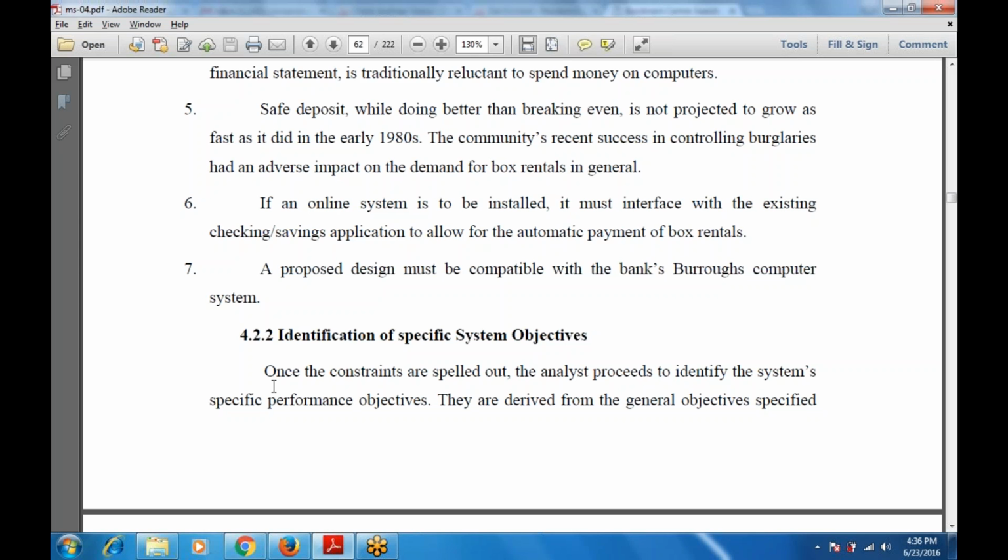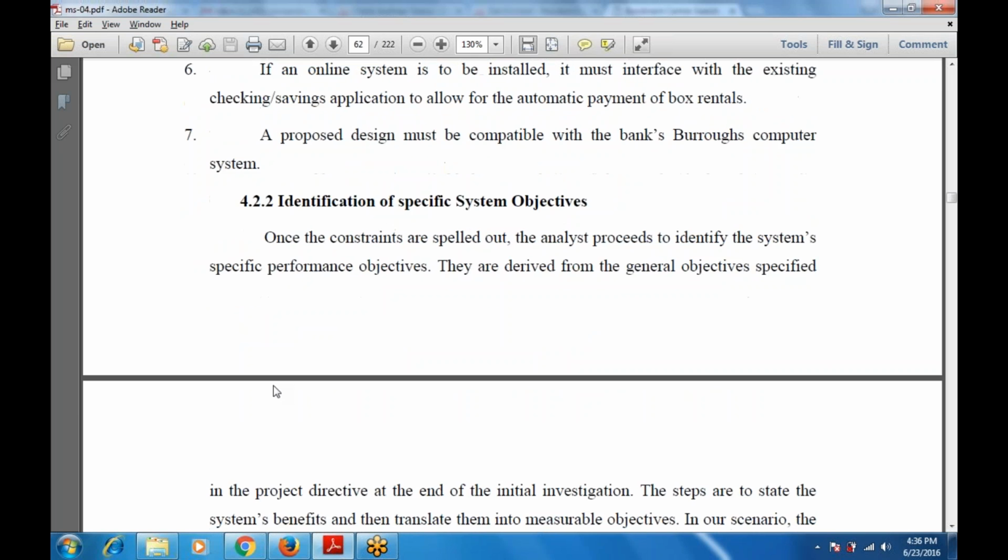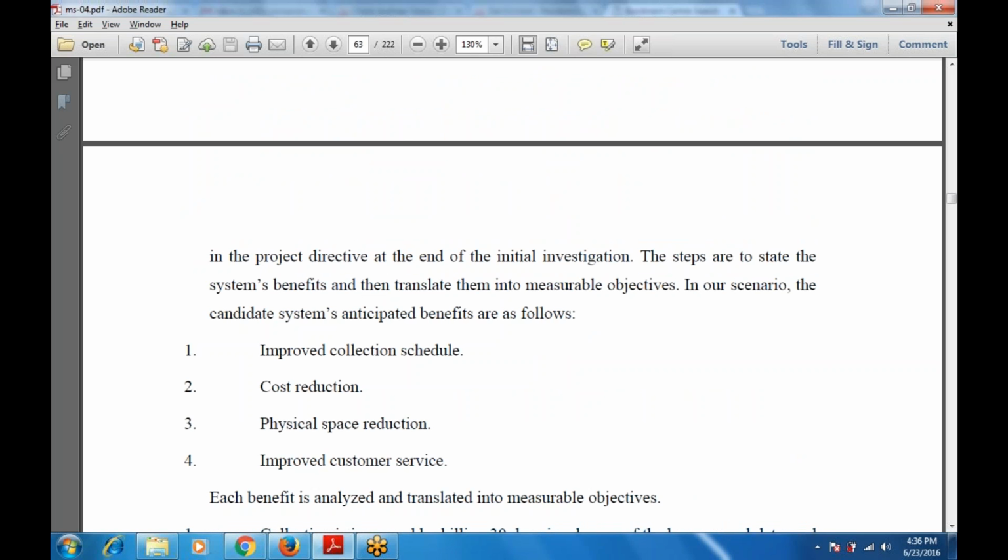Now, next is the identification of the specific system objective. How can we identify the specific system objective? Once the constraints are spelled out, the analyst proceeds to identify the system-specific performance objectives, and they are derived from the general objectives, that is, the general objective that is defined in the project.